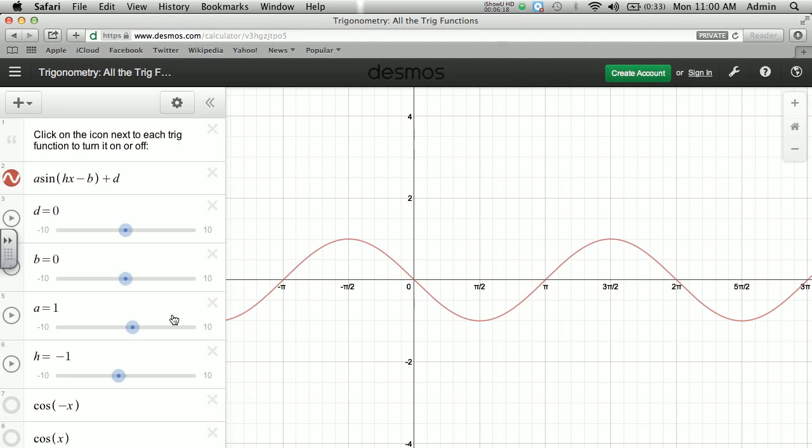And that's it. Those are the different transformations you can have for a sine or cosine function. In the next video, I'll show you how you can use this knowledge to help you graph.